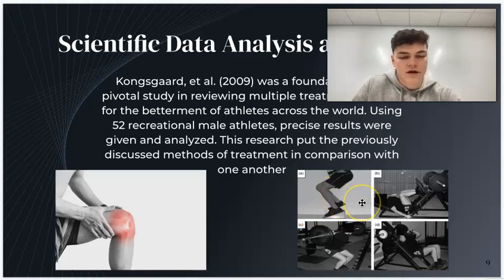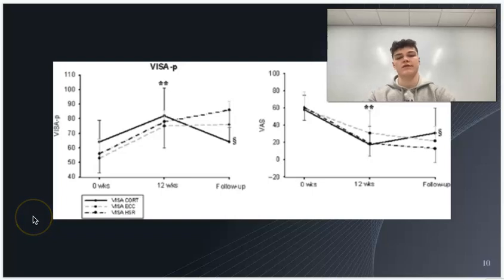So the pictures down here indicate which group did what. This was the eccentric exercise group with that incline. The eccentric exercises that they did are shown here, and then the weightlifting program is shown here with some barbell back squat, a leg press, and a hack squat. So back to my results here.